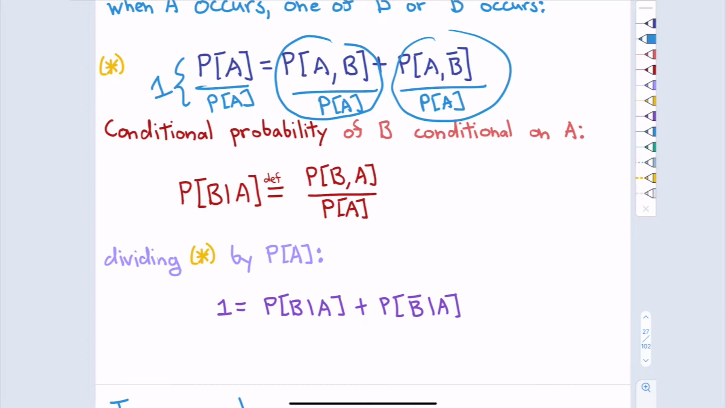So if you knew A had occurred, within that universe, so to speak, what are the odds of B occurring? That's what the probability of B given A represents. And they're always going to obey the usual rule: B occurring or B not occurring adding back up to 1, within that universe where A did occur.